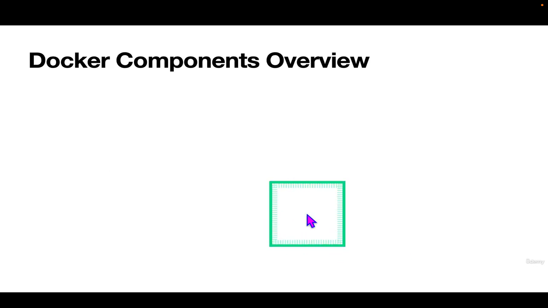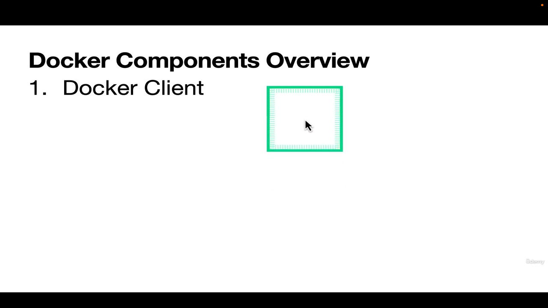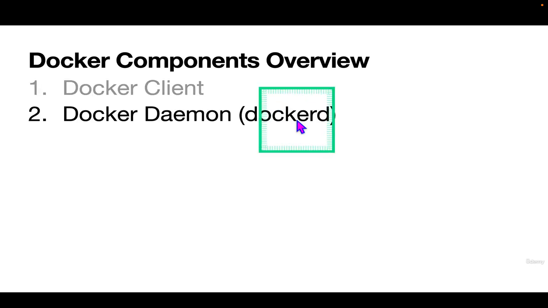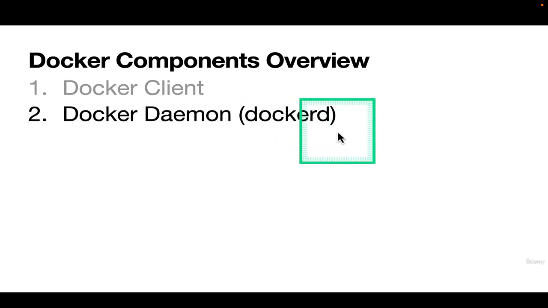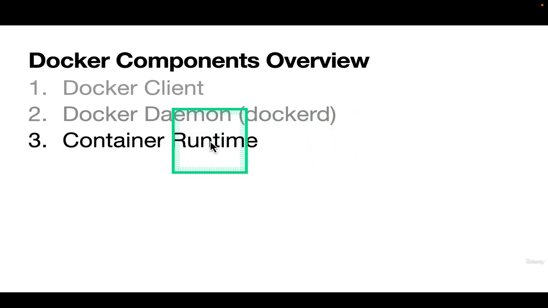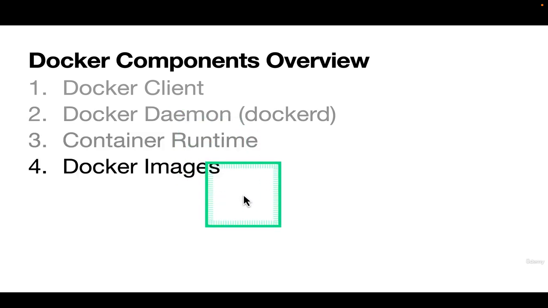teams. Docker components overview. Docker client provides a command line interface, CLI, or a graphical user interface for user interaction. Docker daemon, also known as dockerd. Docker daemon manages Docker objects like images, containers, networks and volumes, and runs on the host machine. Container runtime, such as containerd or runc, handles running and managing containers. Docker images are read-only templates with the application, dependencies and runtime environment.